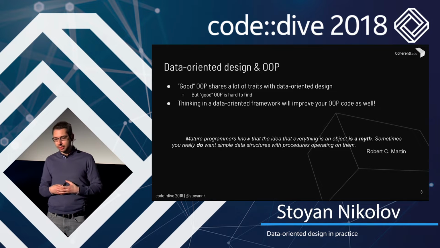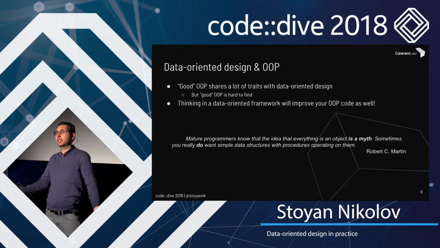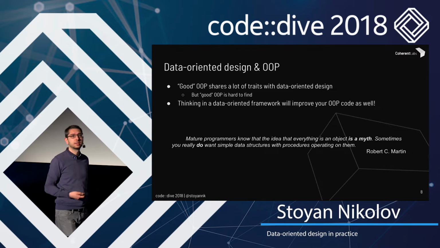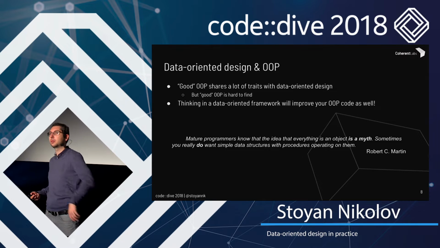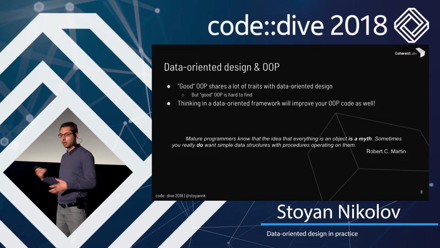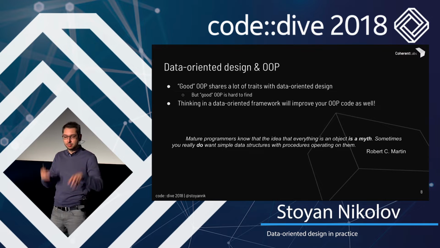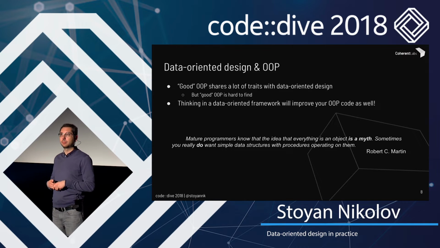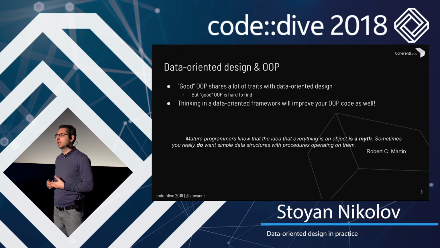designs better as well. And there's a good quote that I like from Robert Martin, who's a very object-oriented guy, and this is a book where his examples are in Java, where you cannot do a bunch of the stuff that I'm going to show you. But he says that mature programmers know that the idea that everything is an object is a myth, and sometimes you really do need simple data structures with procedures operating on them. It's a good quote to keep in mind when you design your software, especially even in languages that don't have all the facilities that C++ has to go really low level.